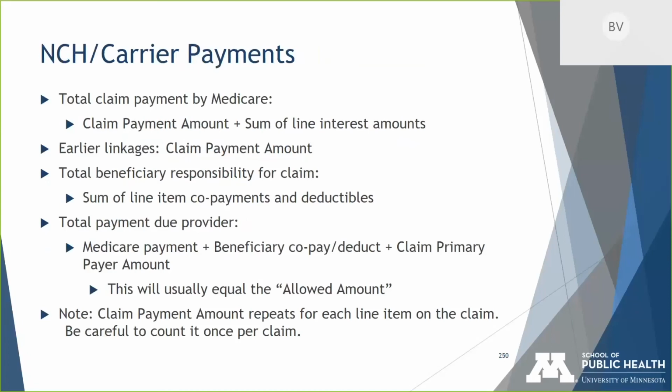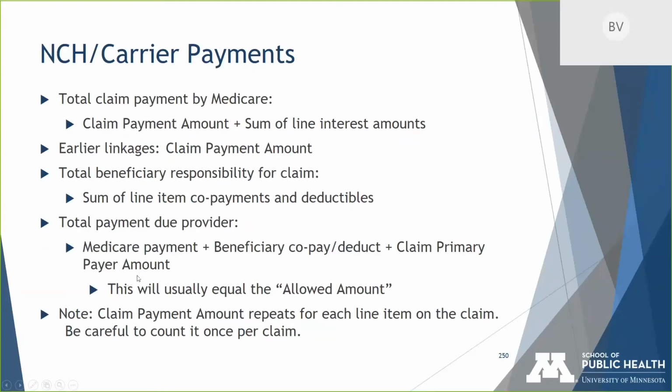One claim can have multiple lines associated with it. If they saw a physician and they did a few different things on the same day, there could possibly be more than one line. So if you wanted to look at the total claim that's associated with that line, you would use the claim payment amount. For earlier linkages, it's only the claim payment amount. And if you wanted the total beneficiary responsibility for the claim, it's the sum of the item copayments and deductibles for that claim ID.